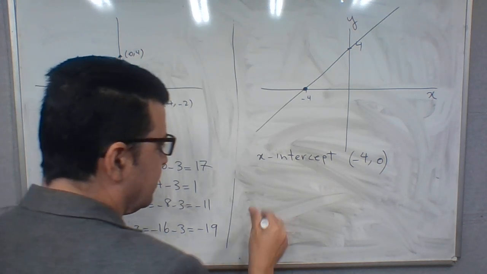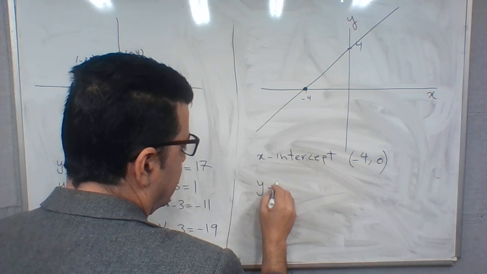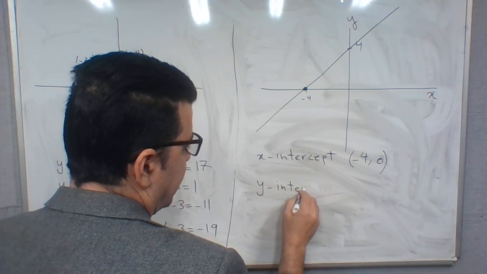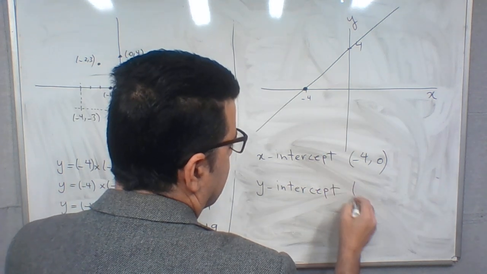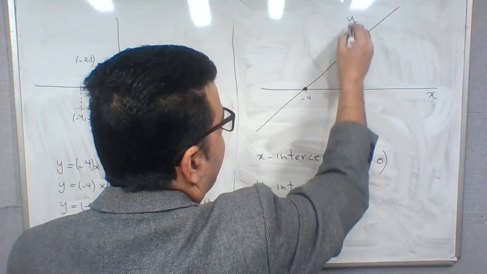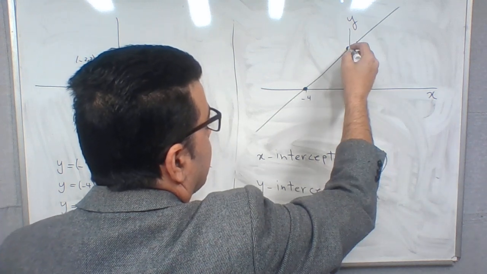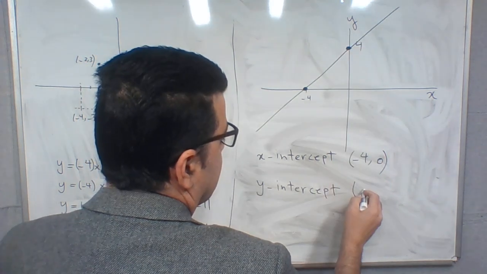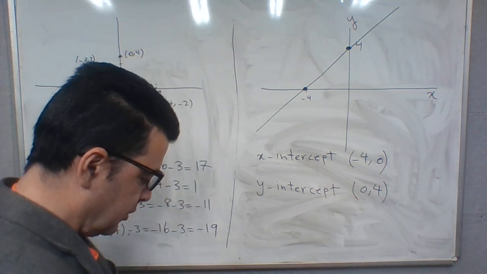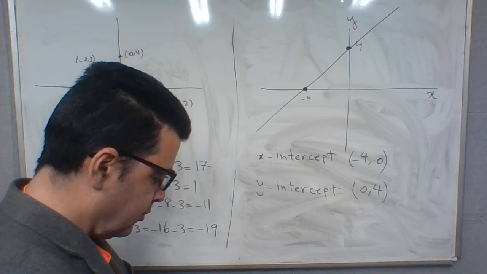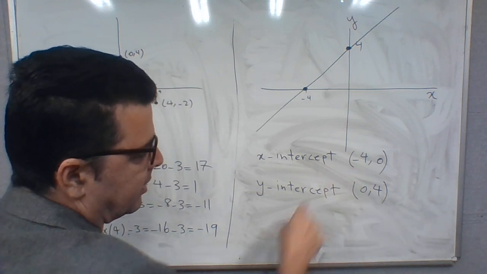And then the y-intercept is again only 1 because the line passes through only one point. So it is this point. This is the y-axis and this is the line. So the y-intercept is 0 and 4. Okay? And these are called ordered pairs.